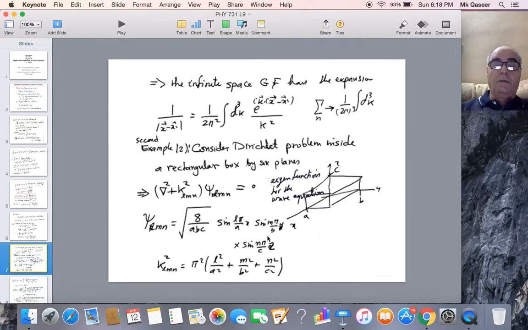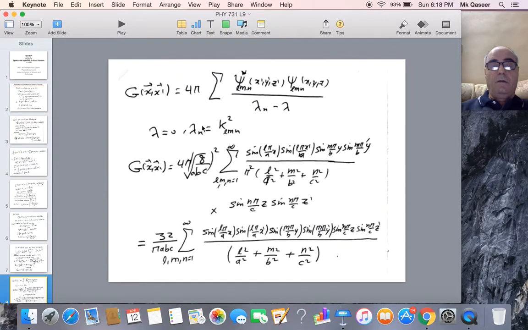l, m, and n are integers. In this case, k lmn squared is given by this expression. We know this actually, this is very easy to derive. Now the form of G is given by this expression. We have to substitute lambda equals 0 and lambda n is k squared lmn. So we get finally this expression for G.